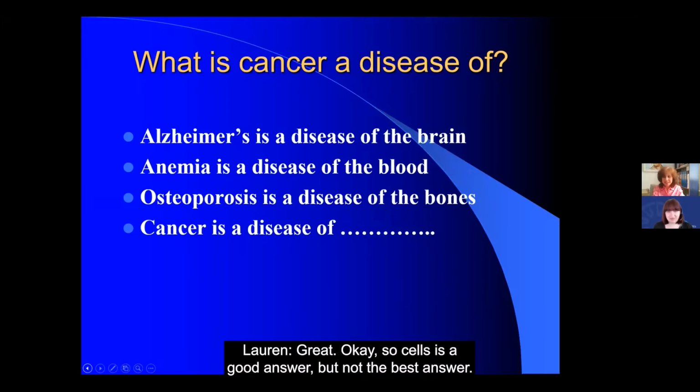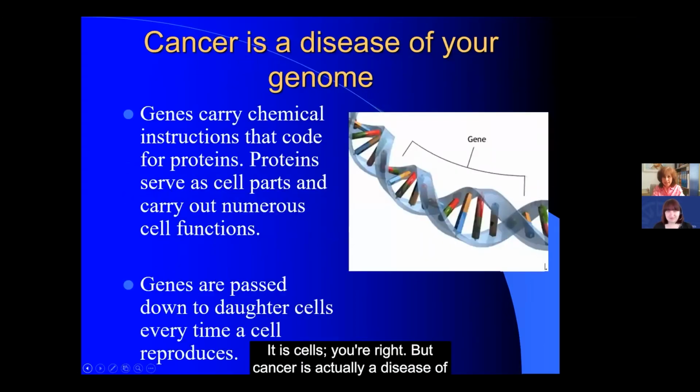Okay, so cells is a good answer, but not the best answer. It is cellular, you're right, but cancer is actually a disease of your genome, okay? It's the genes that give rise to the abnormal cell growth. So as you know, genes carry the chemical instructions that code for proteins. And proteins serve as cell parts, and they carry out numerous functions. They can code for enzymes, for example. And genes are passed down to daughter cells every time a cell divides, okay?